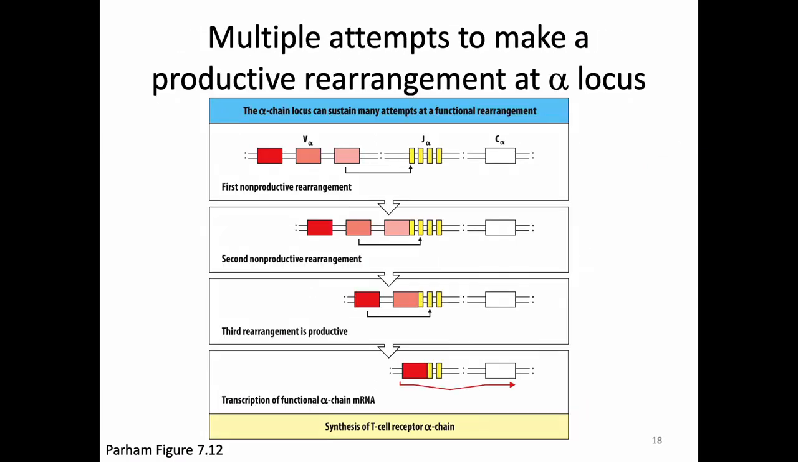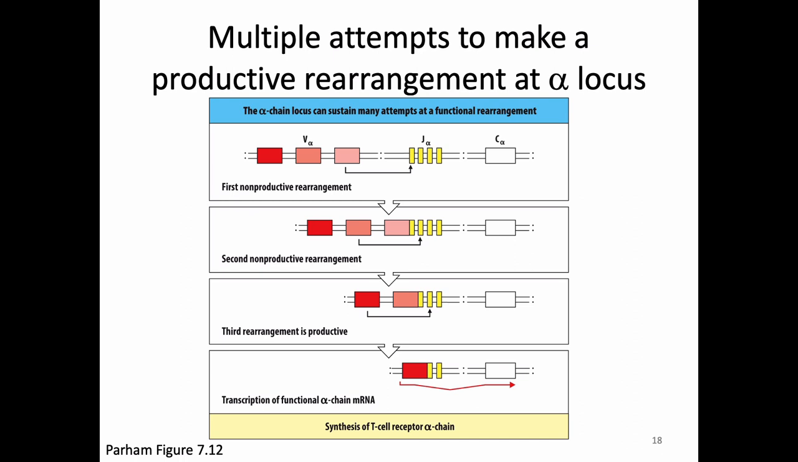One other thing that I will just point out is that alpha does have the ability to try to recombine multiple times to make a productive locus. This is not something that will happen to avoid self-reactivity. This simply is to make a functional alpha protein. When we get to the tolerance piece, how we avoid self-reactivity, there's no more rearranging. The rearranging all happens first. So we are not looking at self-reactivity here. But alpha can sometimes rearrange multiple times to try to make a productive protein.